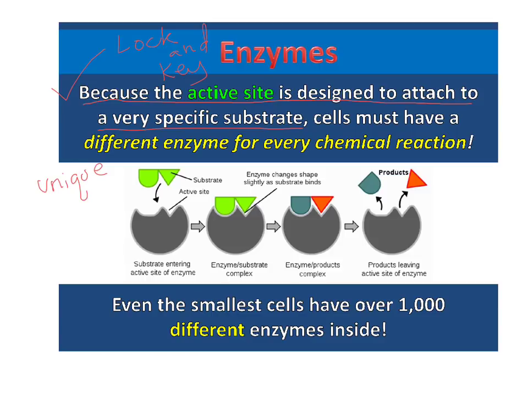Okay, so because of this, even the smallest cells have over 1,000 different enzymes inside of them. So the last one on the front page of your notes says, how many different enzymes are in even the smallest cells? Here's your answer. Over 1,000. There are lots of enzymes inside even the tiniest of cells.